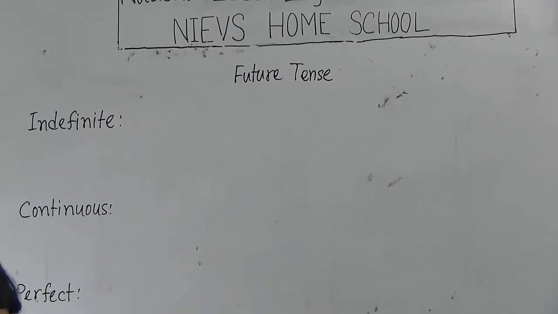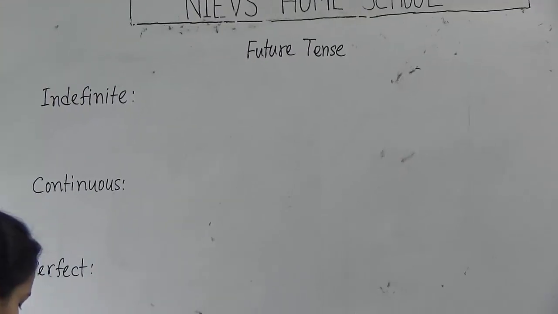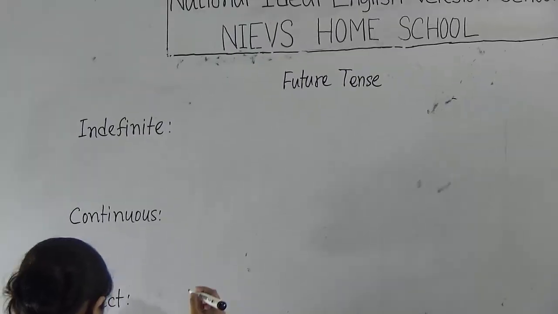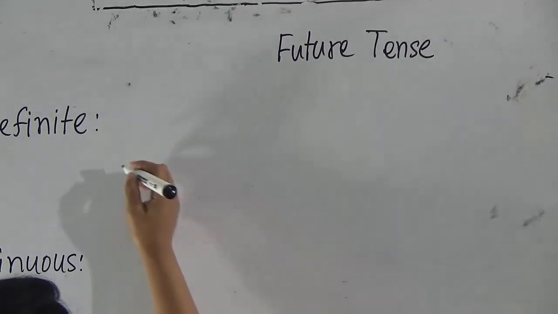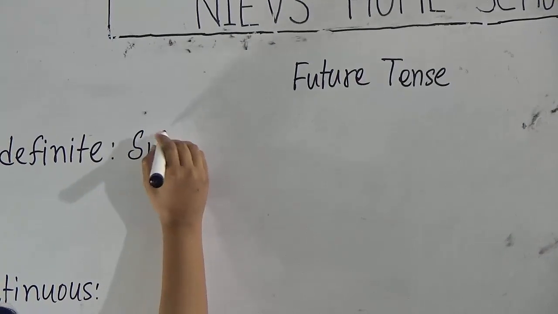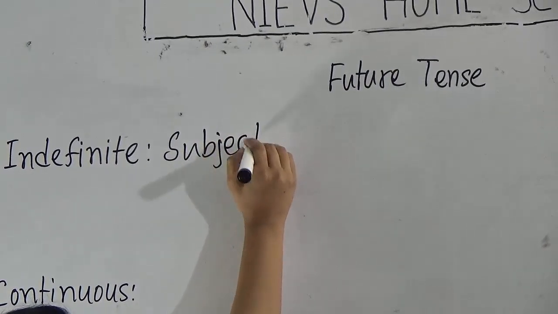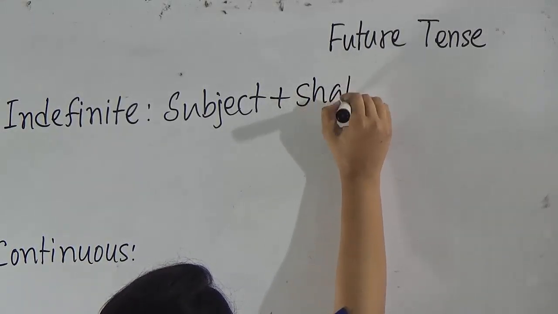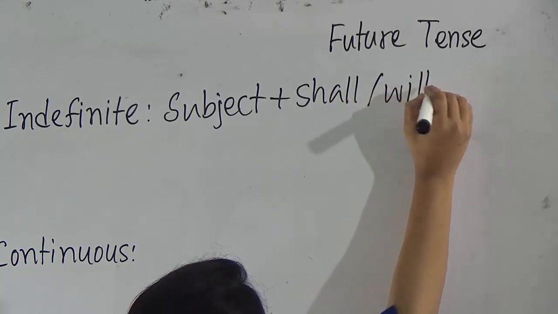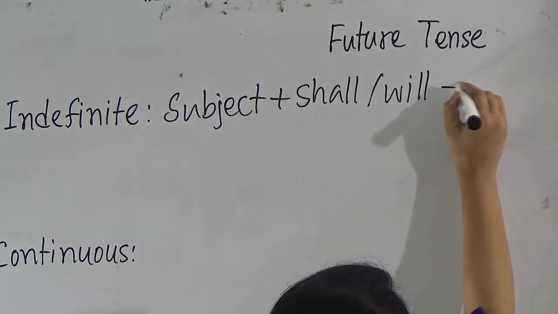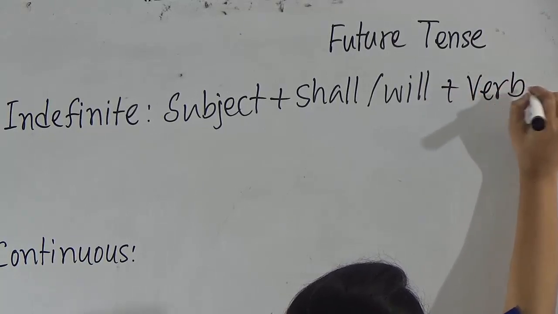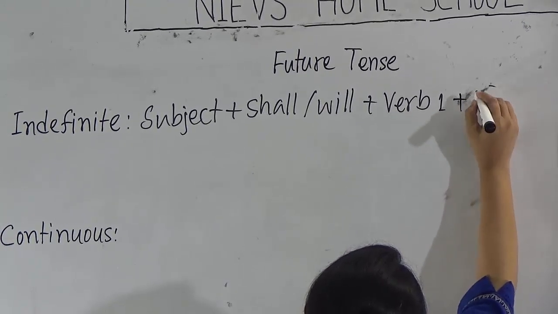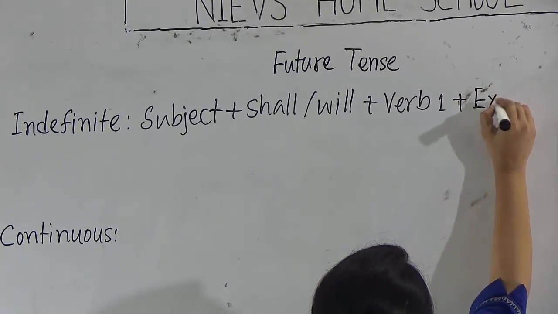So when do we use future indefinite tense? We use future indefinite tense to make a promise or predict a possibility in future. That means the action or condition will begin and end in the future, and the structure is subject plus shall or will plus verb 1, that means the present or base form of the verb, plus extension.